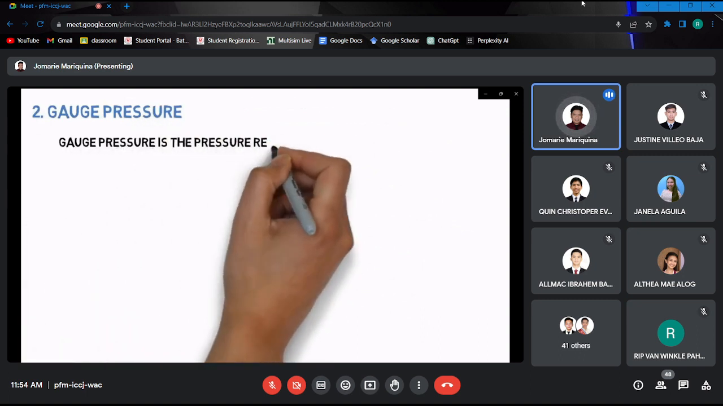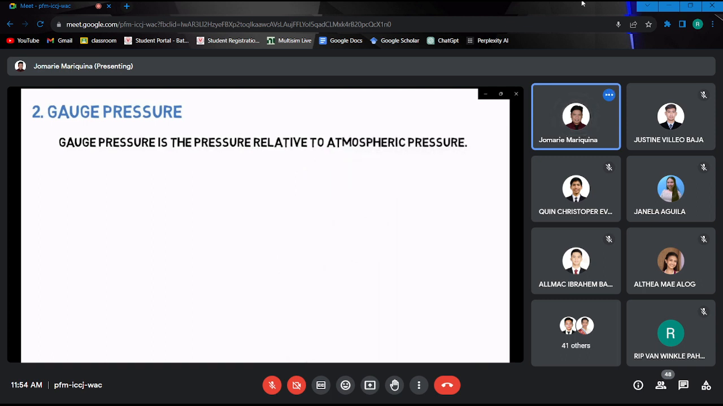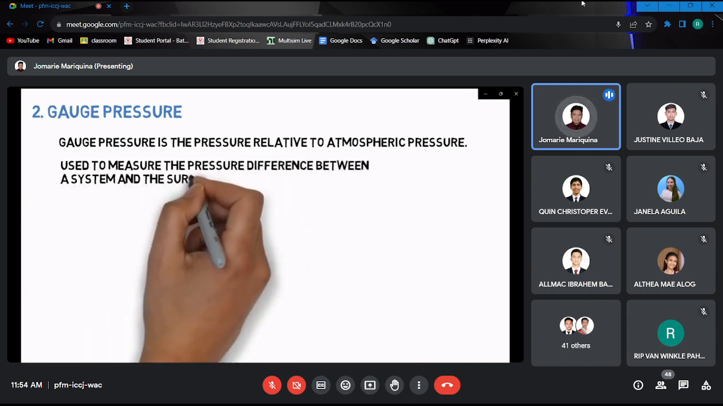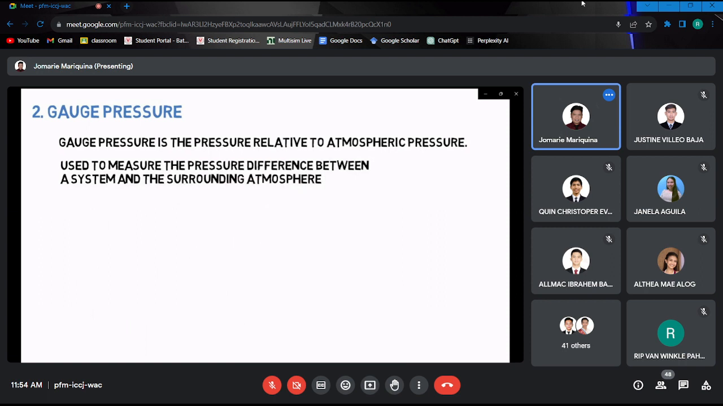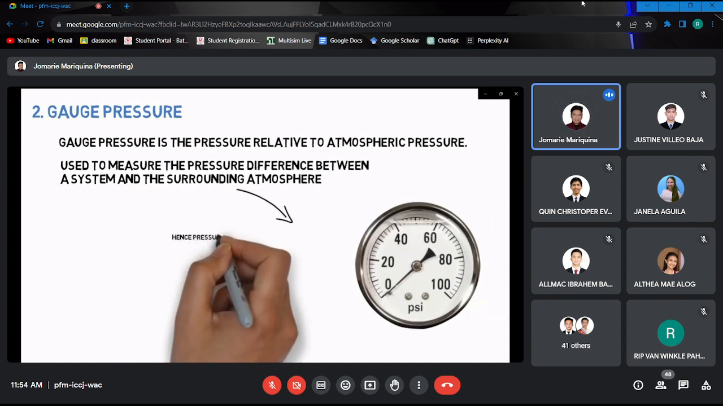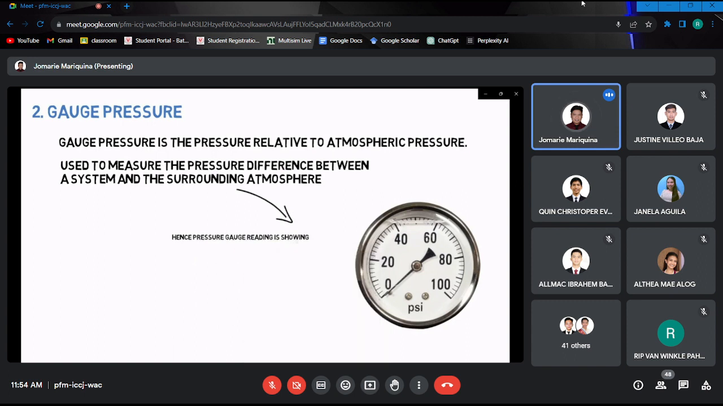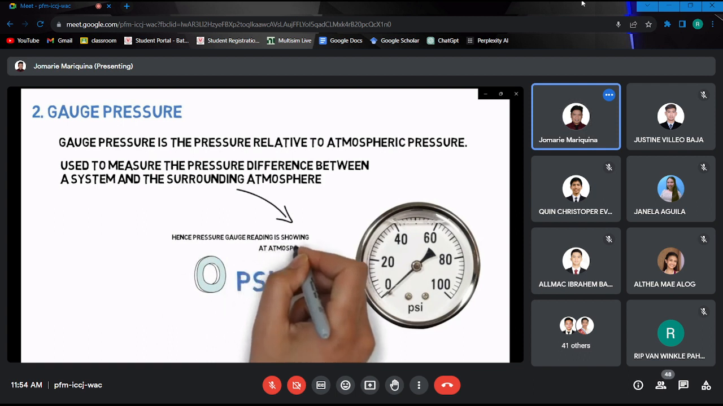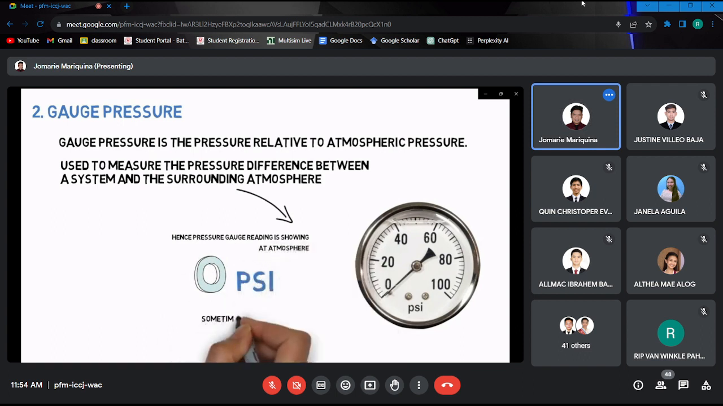Gauge pressure is the pressure relative to atmosphere. Gauge pressure is used to measure the pressure difference between a system and the surrounding atmosphere. That's why the reading of a pressure gauge shows zero at atmosphere. Sometimes, the pressure unit is added with G at the end to indicate gauge pressure. However, without G, it is understood as gauge pressure.